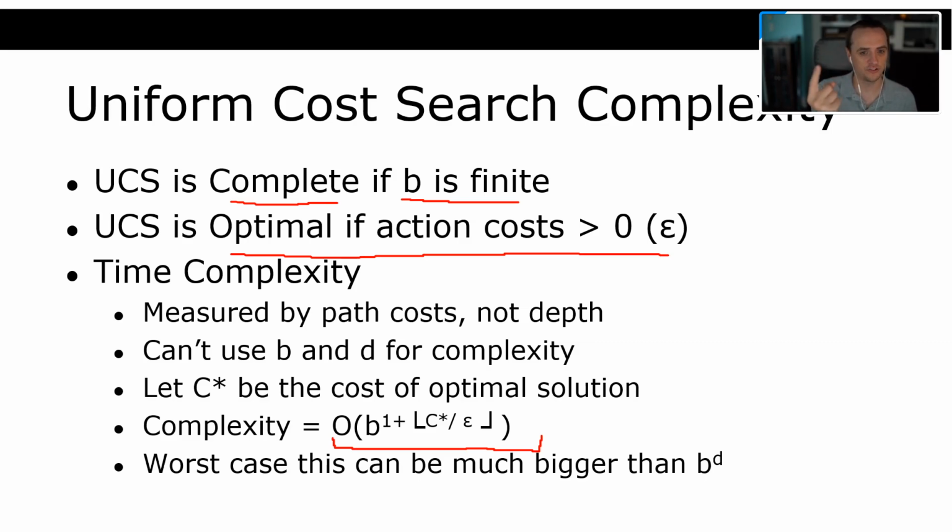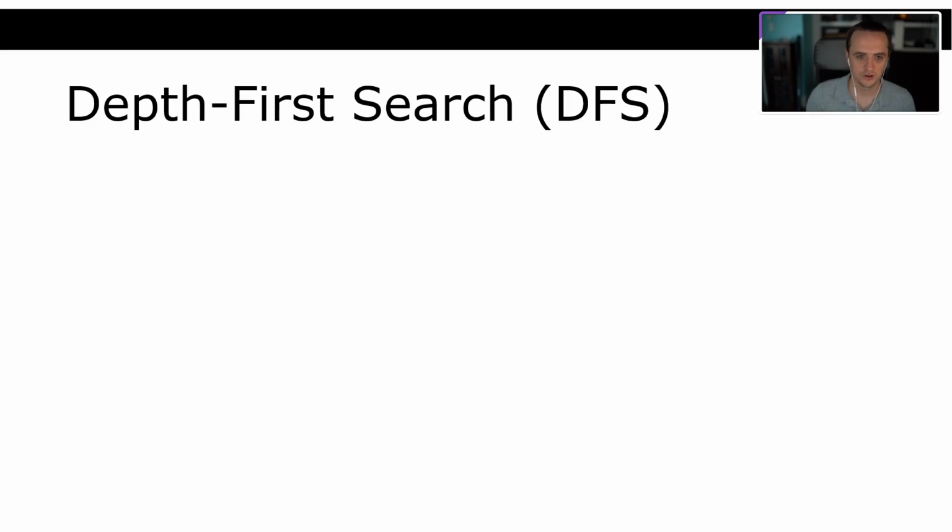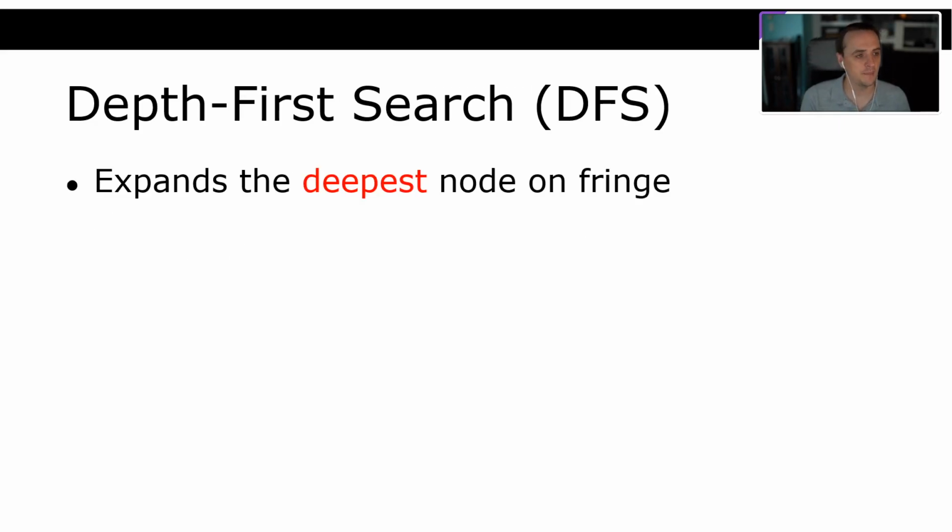So we've done breadth first search and uniform cost search. Now we're going to depth first search, all right? The reason it's called depth first search is that it's going to expand the deepest node on the fringe. Breadth first search expanded the shallowest node on the fringe. Depth first search is just the opposite. It's going to expand the deepest node on the fringe.